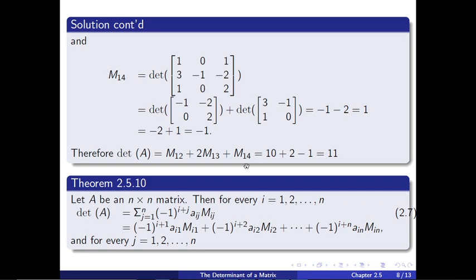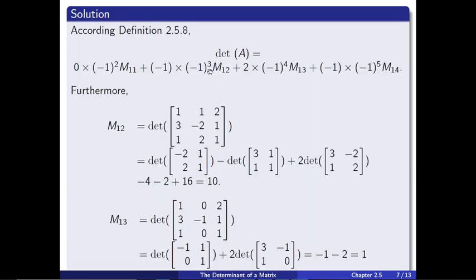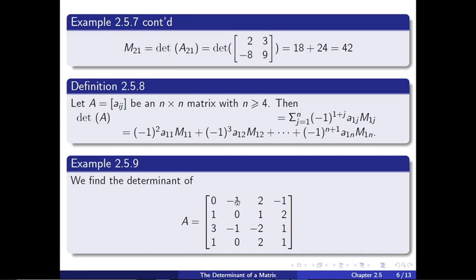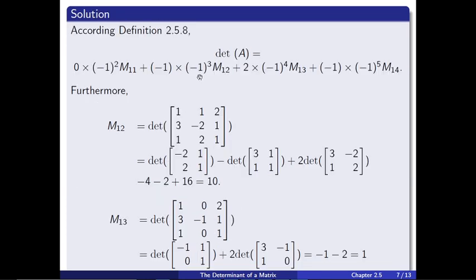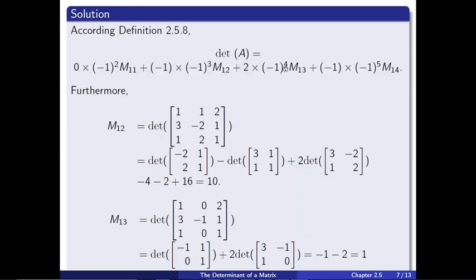And then the second entry from that will be minus 1 cubed, times, what is the a12 entry? It is minus 1. So minus 1 times minus 1 cubed times M12, right? Plus 2. So the 2 here is this entry 2, times minus 1 to the 4, and then M13, right?